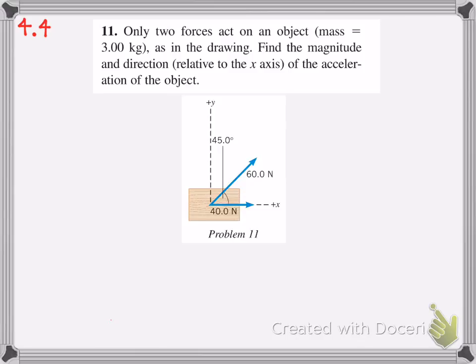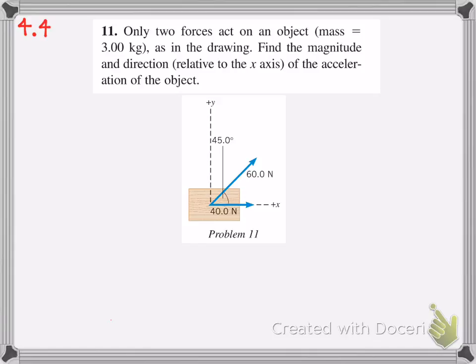Today we're going to be solving number 11 in section 4.4. It states, only two forces act on an object. The mass is 3 kilograms, as in the drawing. Find the magnitude and direction relative to the x-axis of the acceleration of the object.